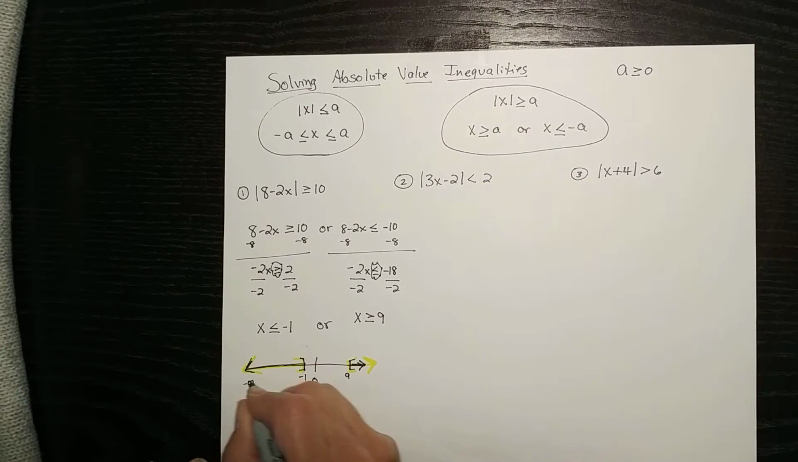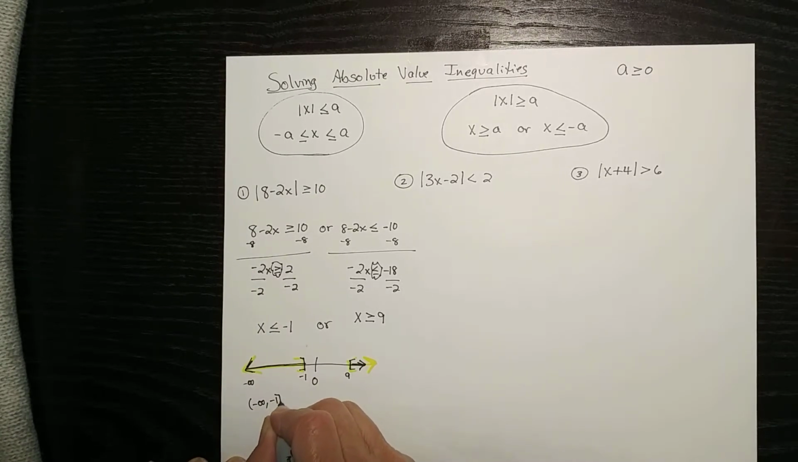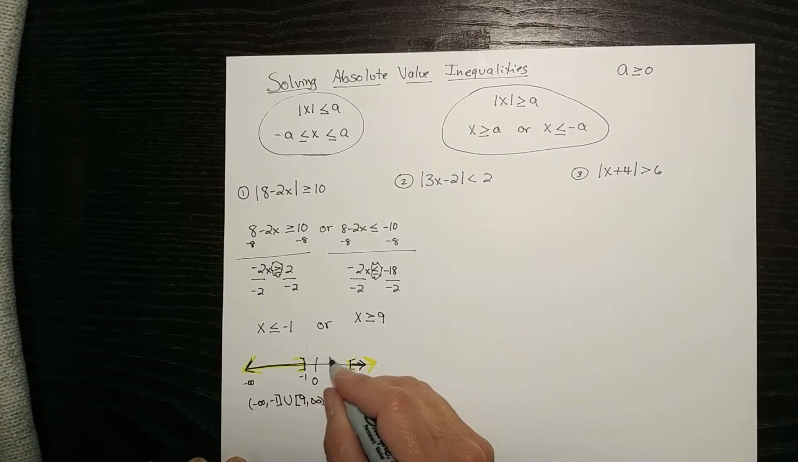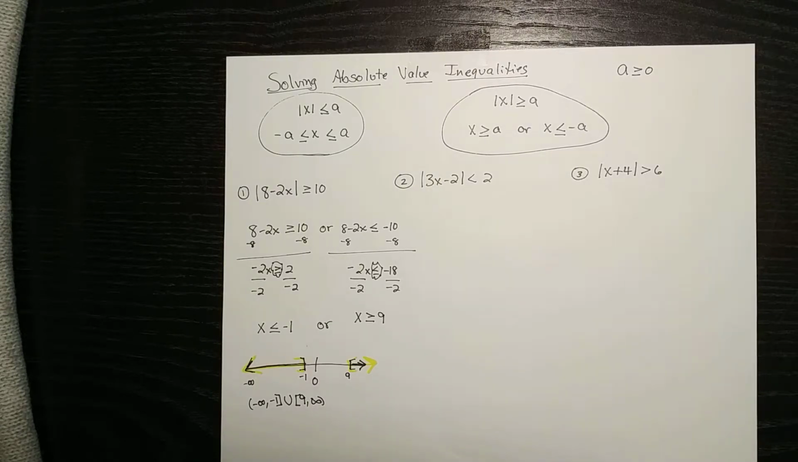The values from negative infinity all the way up to negative 1 and including negative 1, unioned with the values from 9 to infinity. And we don't talk about any of this region because it's not part of our solution area. Okay, that was number 1. Let's go over here and look at number 3.